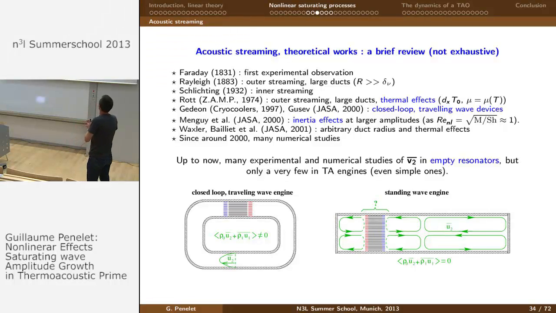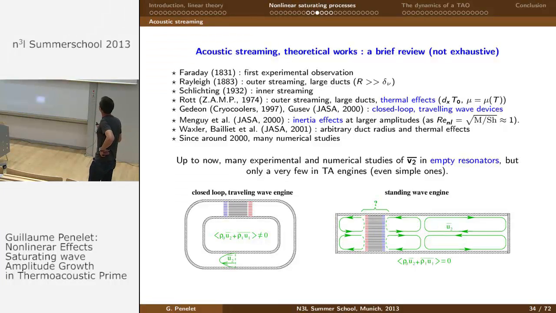Now, in the frame of thermoacoustics, since the pioneering works of Lord Rayleigh about this topic, there has been a renewal of interest in studying acoustic streaming, notably in order to get a deeper physical insight on how it impacts the operation of thermoacoustic engines. So, here is a list of some relevant papers in the field, so I won't go into details. I just want to emphasize some important points.